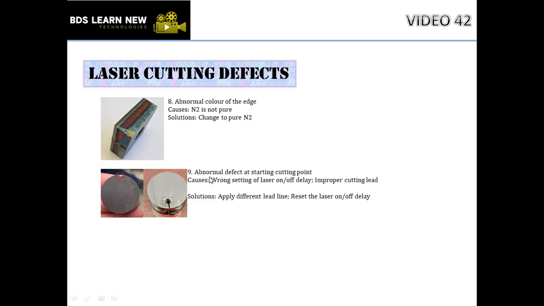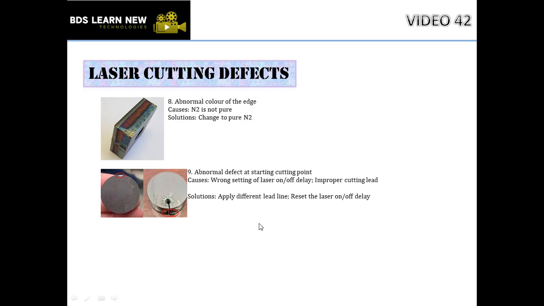Now, ninth one, abnormal defected starting cutting point. What would be the causes? Wrong setting of laser on-off delay or improper cutting lead. Now, as an operator, you can understand what a lead is. This is just the starting point from which it would start cutting the hole like this, because it cannot start from the periphery, so it has to start from inside like this. Okay, what would be the solutions? Apply different lead line, reset the laser on-off delay.